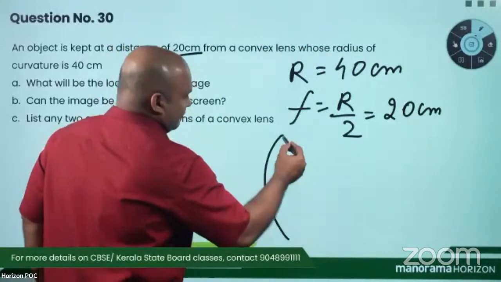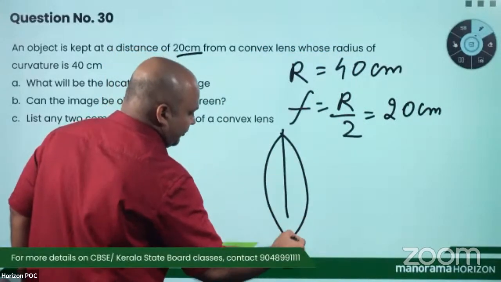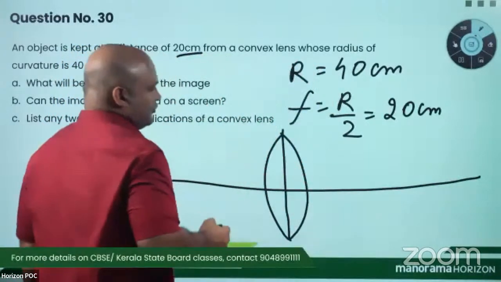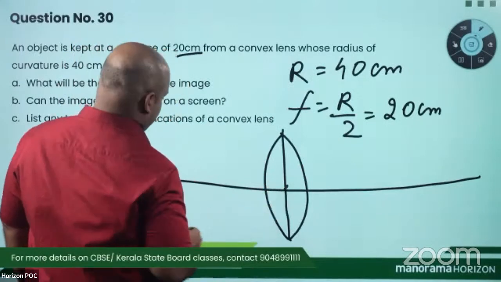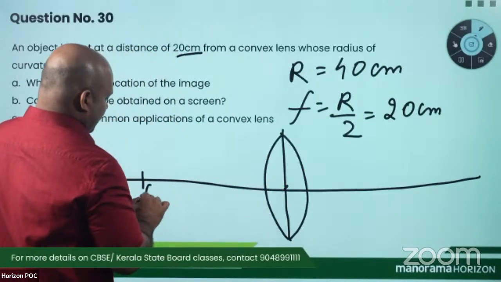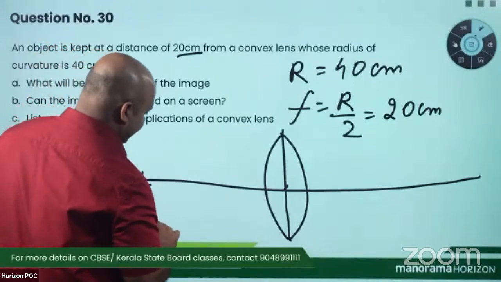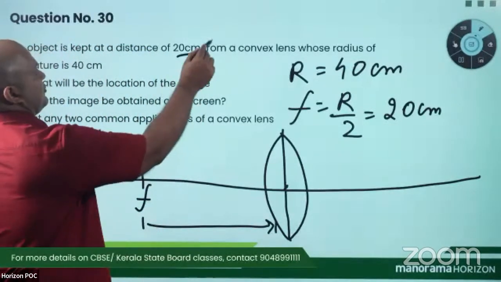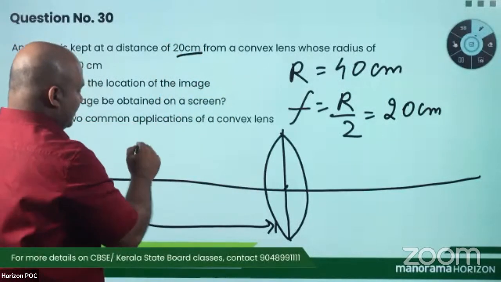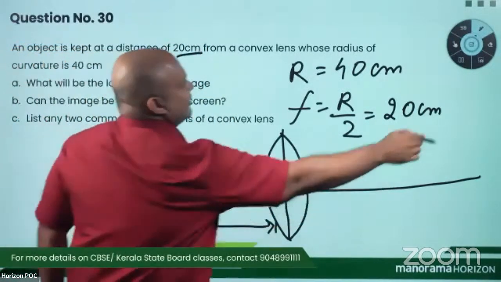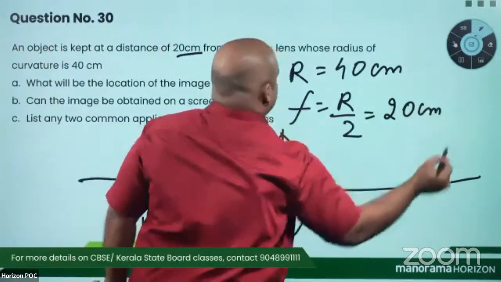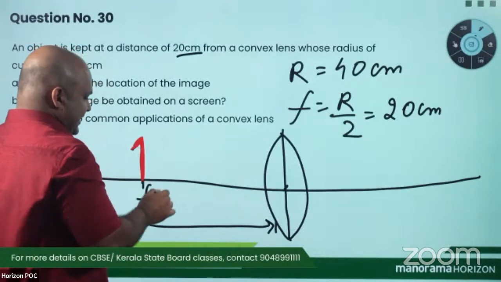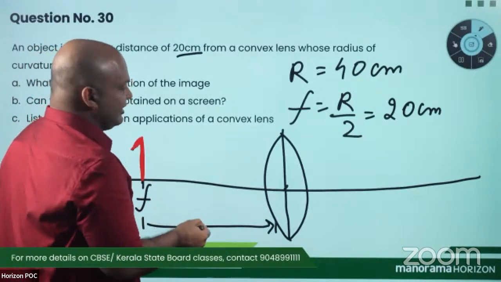Here we have our lens. This is a convex lens. It is bulging outward on both sides. This is the principal axis on which we make all the measurements. From here, this is the point of focus. This distance is the focal length. They have said the object is at a distance of 20 centimeters from the convex lens. So, let's try a different color. Here is where the object is placed, exactly at the focal length, that is 20 centimeters.